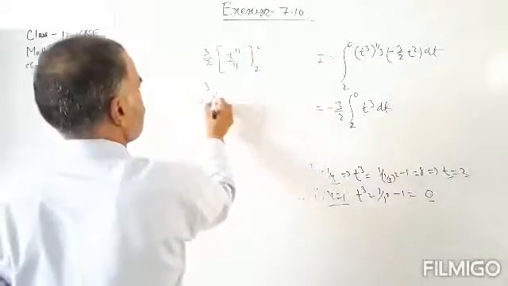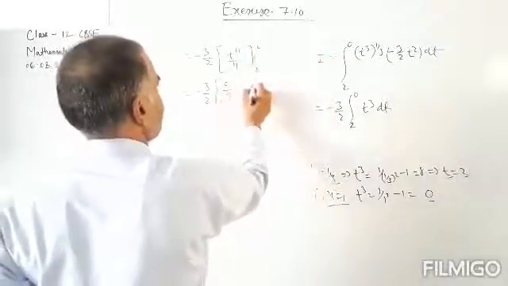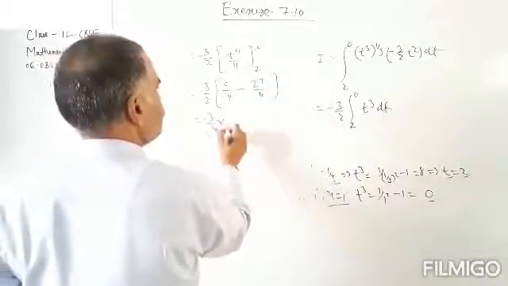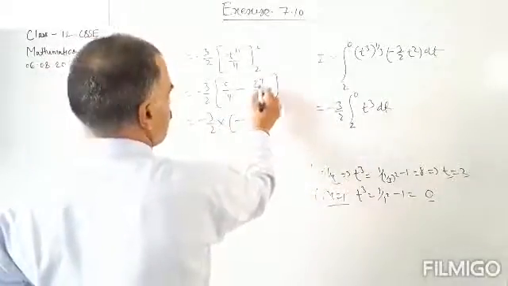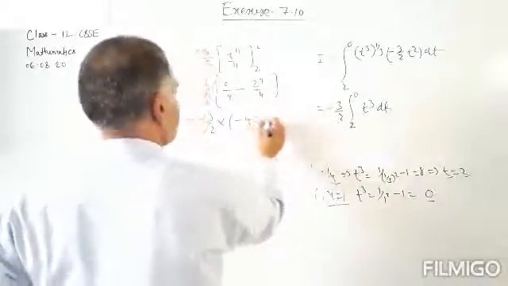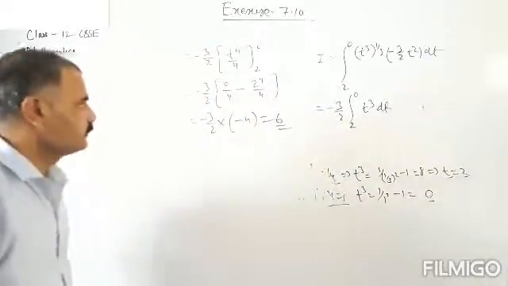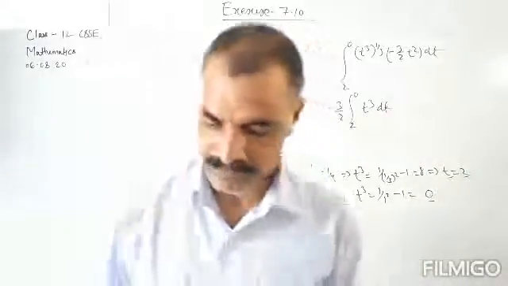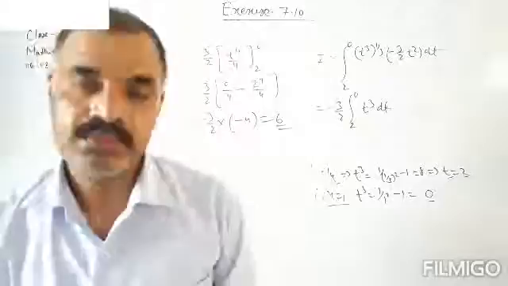So minus 3 by 2, (0 upon 4 minus 2 to the power 4 upon 4). So this is minus 3 by 2 into minus 2 to the power 4, that is 16, that is minus 4, which equals 6. Okay, so 6 is the answer of the given integration. That is question number 9.